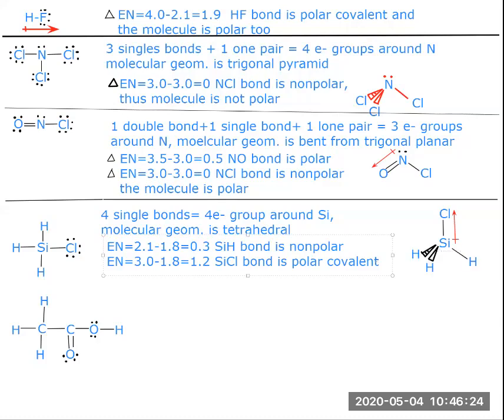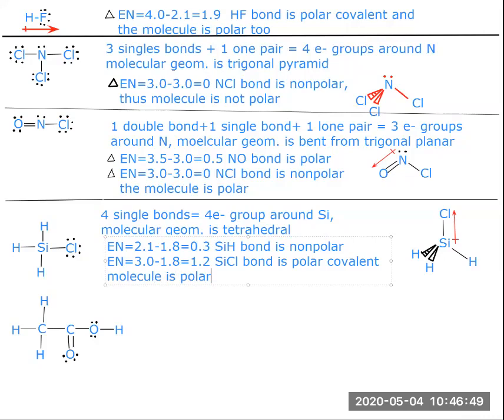I'm trying to get in there. Okay. So the molecule is polar. And again, it happens that the polarity of the molecule follows the polarity of the bond, the Si-Cl bond. So the dipole arrow here shows the molecular polarity again.